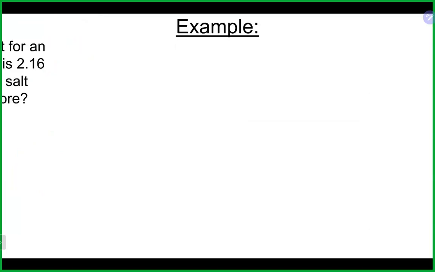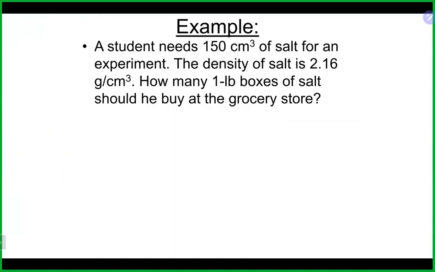That does happen. All right, so let's take a look at one last example here. A student needs 150 cubic centimeters of salt for an experiment. The density of salt is 2.16 grams per cubic centimeter. How many 1 pound boxes of salt do they need to buy? This is one of those conversions you do need to know. 1 pound is exactly 453.6 grams. All right, take a moment or two, see what you come up with here.